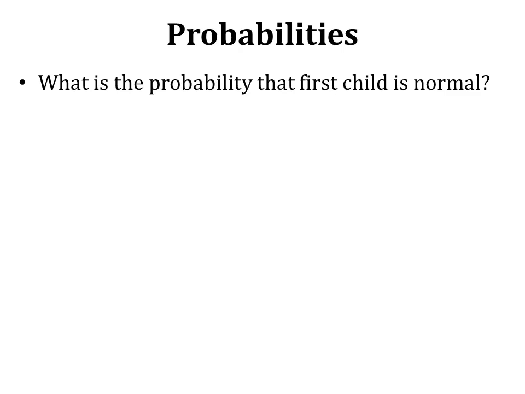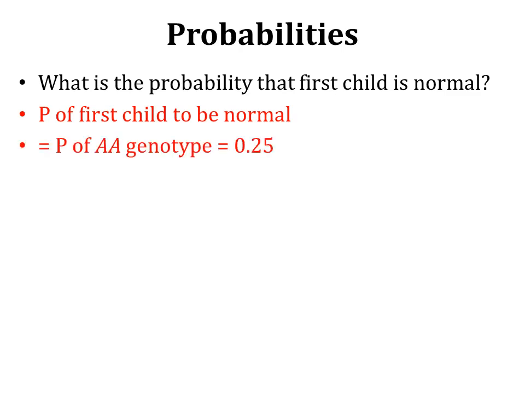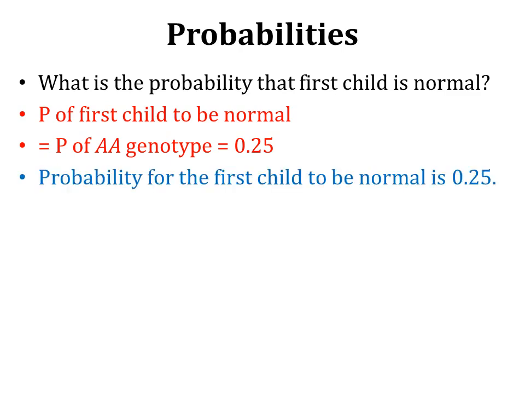Our first question was, what is the probability that the first child is normal? The probability of the first child to be normal is the probability of the homozygous dominant genotype, because remember that completely normal individuals are those who have the homozygous dominant genotype. That probability, as you can remember from the first slide, is 0.25. So the probability for the first child to be normal is 0.25. This is the answer to question number 1.